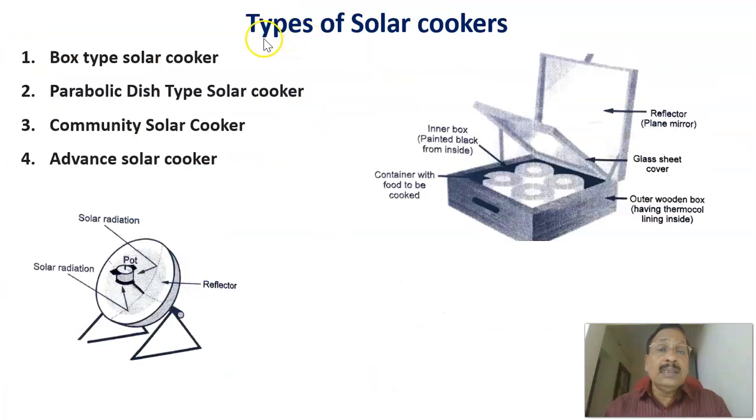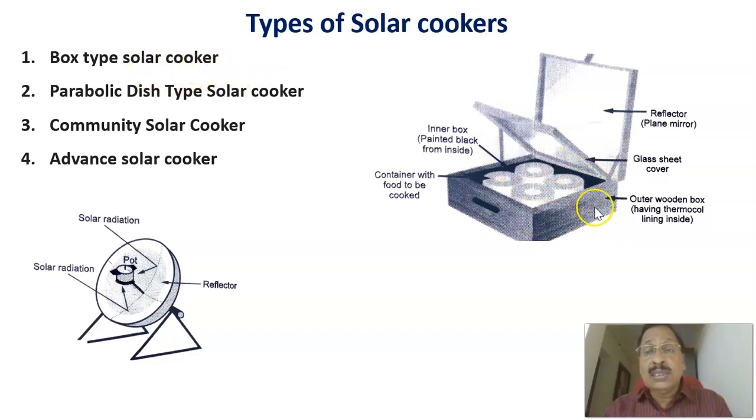Now let us see the different types of solar cookers. One is called the box type solar cooker, which is what is shown here. Then the parabolic dish type solar cooker is another one. And then community solar cookers and advanced solar cookers. Therefore, these four types of cookers we'll be discussing, and the first one is the box type solar cooker.